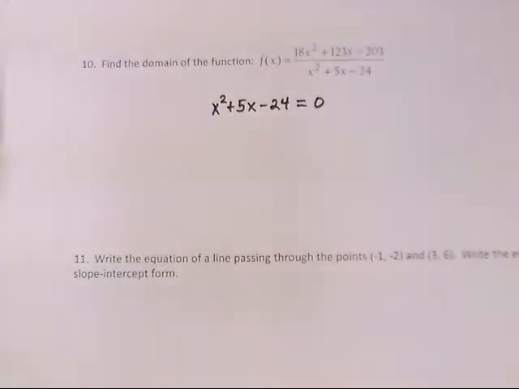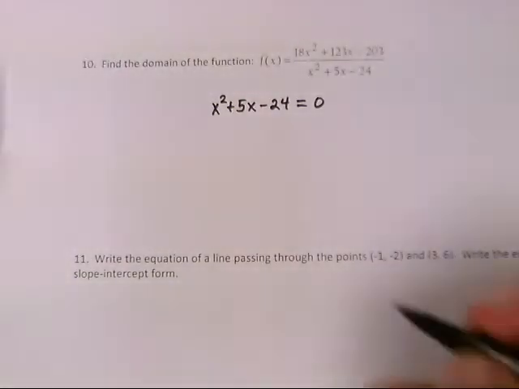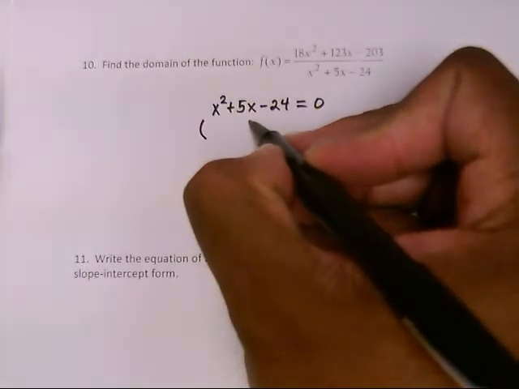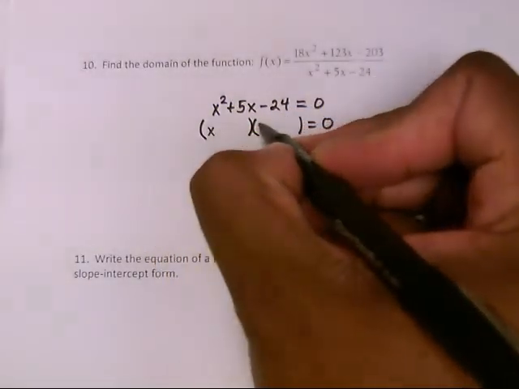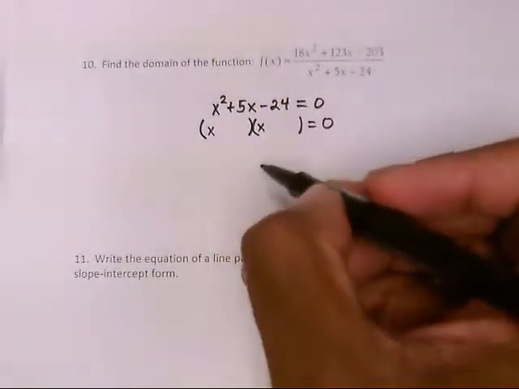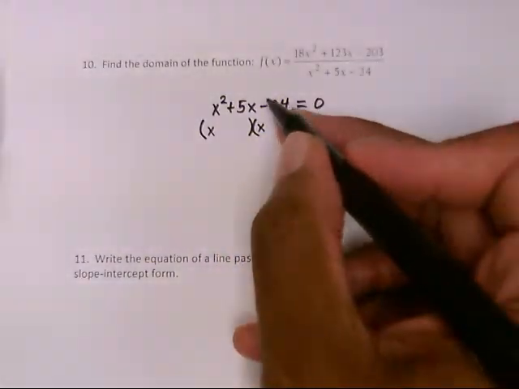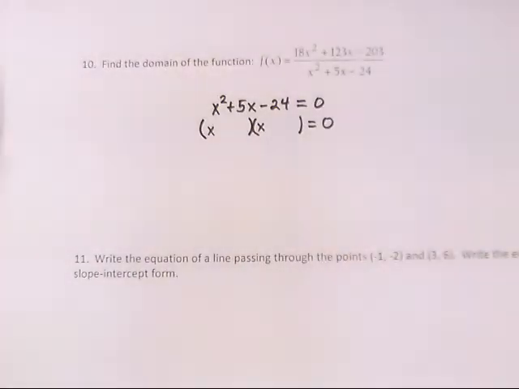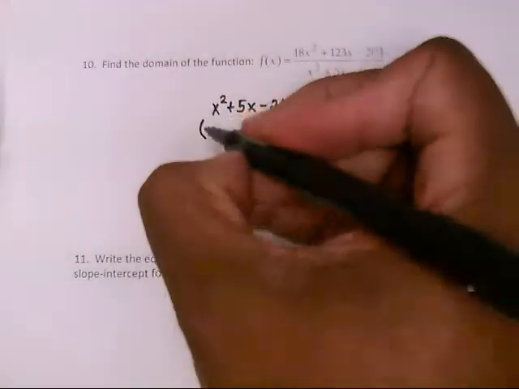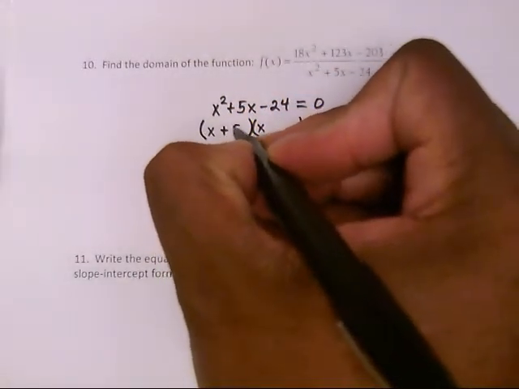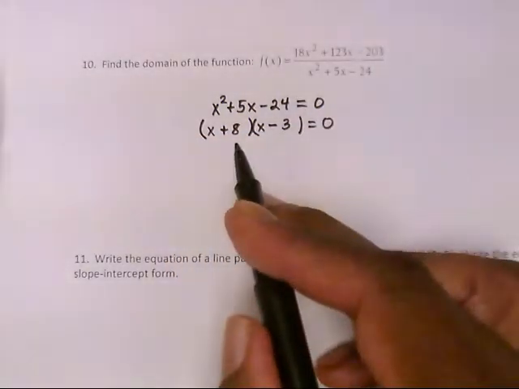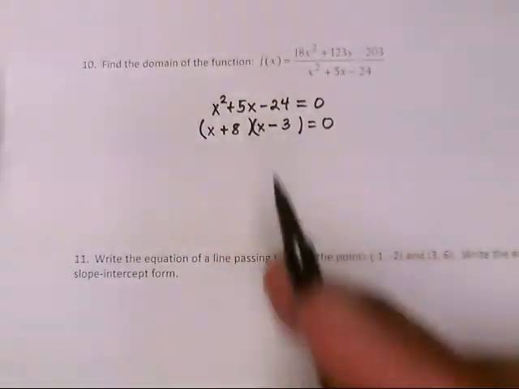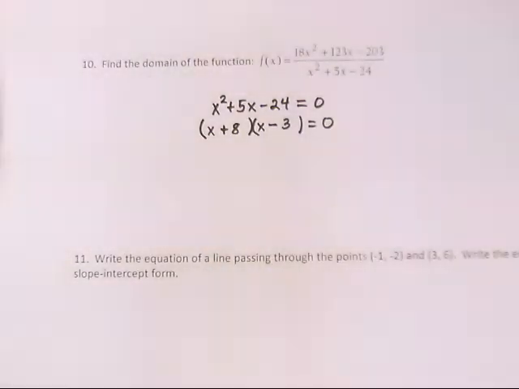Now it's a quadratic. We can factor this into two binomials here. So the x squared, I can break that up as x and x. The factors of negative 24 that will give me 5x will be a plus 8 and a minus 3. Here 8x minus 3x will give me the 5x. So I have x plus 8 times x minus 3 equal to 0.